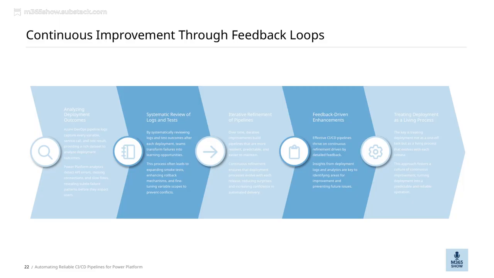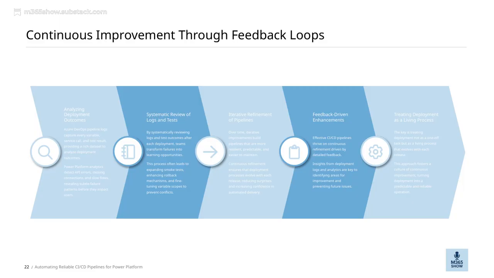Effective CI/CD pipelines thrive on continuous refinement, and that refinement is driven by detailed feedback. By analyzing deployment logs and analytics, we can identify areas where things can be improved and also catch potential issues before they affect users. These insights are crucial for making targeted enhancements. Over time, as we implement these iterative improvements, our pipelines become more resilient, predictable, and easier to maintain.